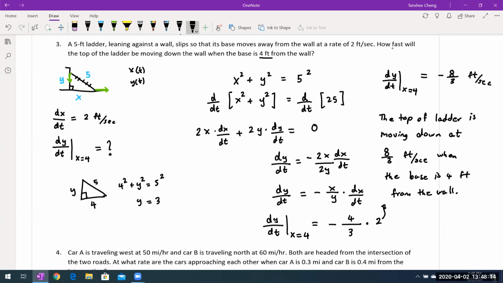So this last part is important because this instantaneous rate of change is happening at 4 feet, not at 3 feet, not at 2 feet. So you need to indicate it to interpret it clearly. Okay. Any questions before I move any further?